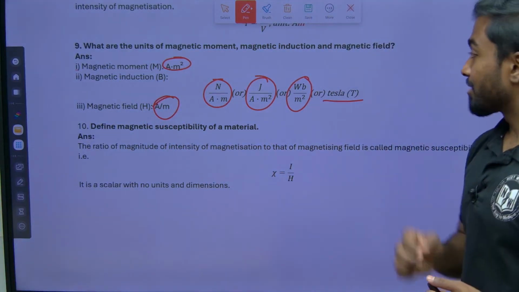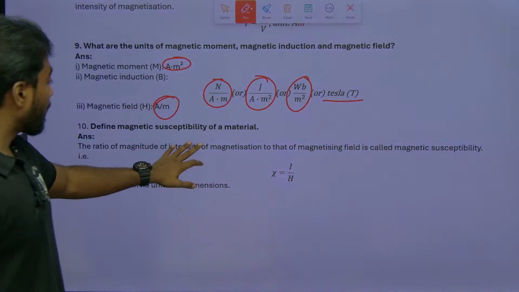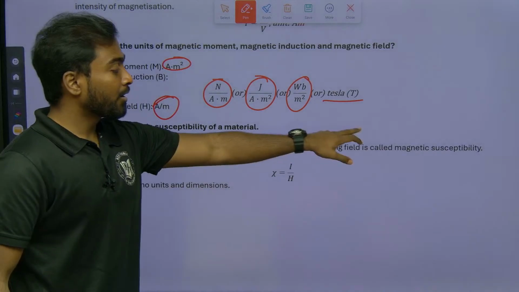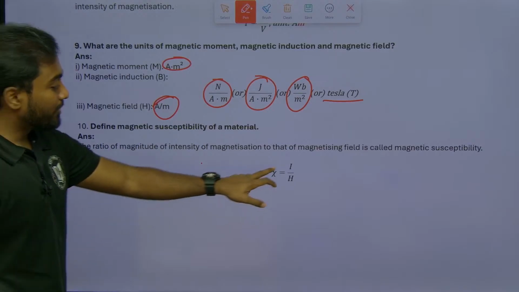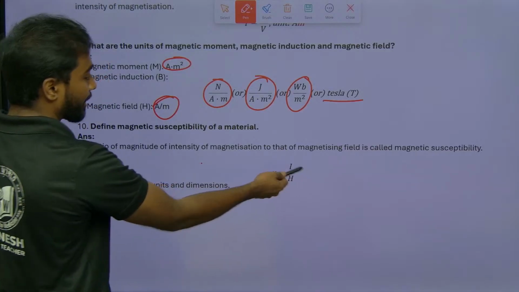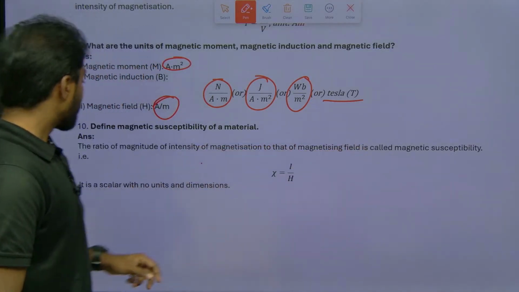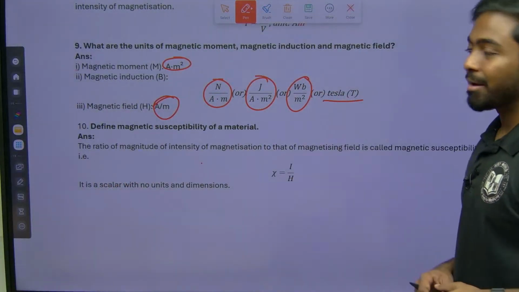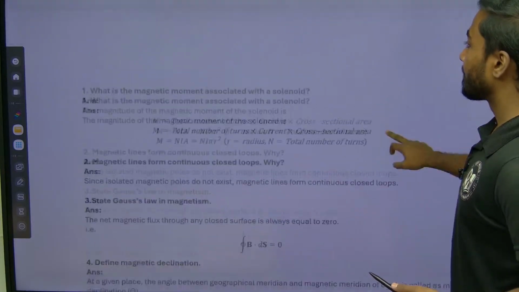Got it? Next is define magnetic susceptibility of a material. The ratio of the intensity of magnetization to the magnetic field is called magnetic susceptibility, which is denoted by zeta. We say zeta equals I by H, intensity of magnetization to the magnetic field. It's a scalar with no units and dimensions. So these are the questions of this lesson, magnetism and matter.